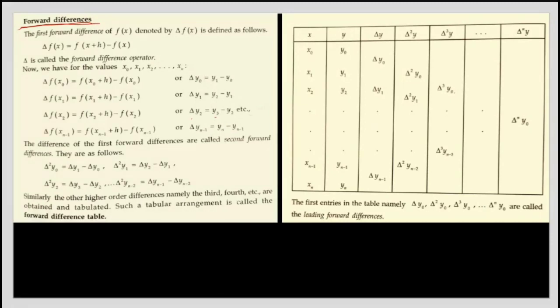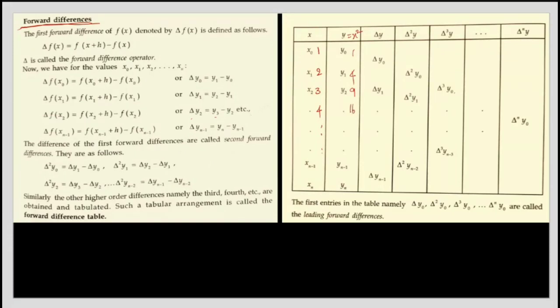These are the x values and these are the corresponding y values. Suppose y is f of x. Take x0 as 1, then 2, 3, 4, and so on; it will continue. Suppose f of x is y equal to x square. For x equal to 1, 1 square is 1. For 2, 2 square is 4. For 3, 3 square is 9. For 4, it is 16.